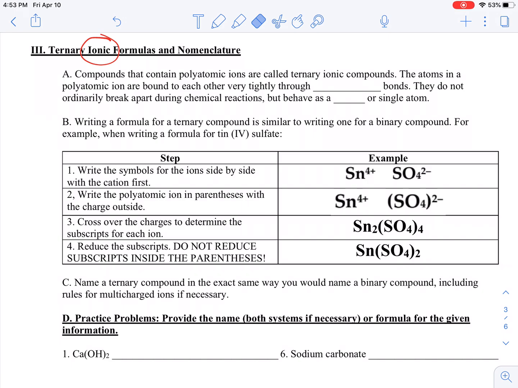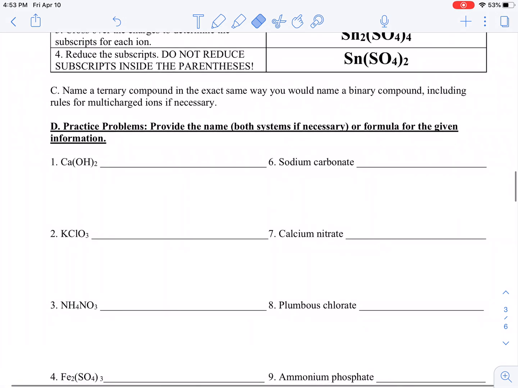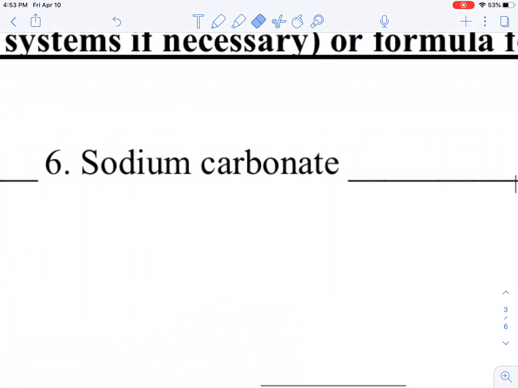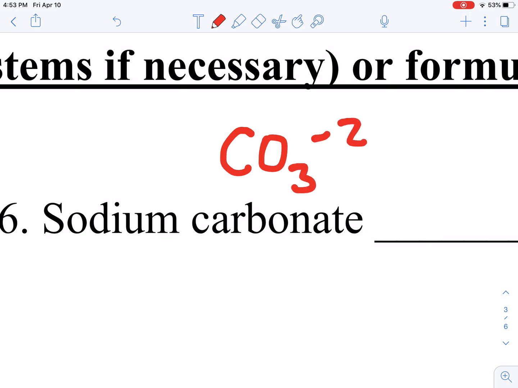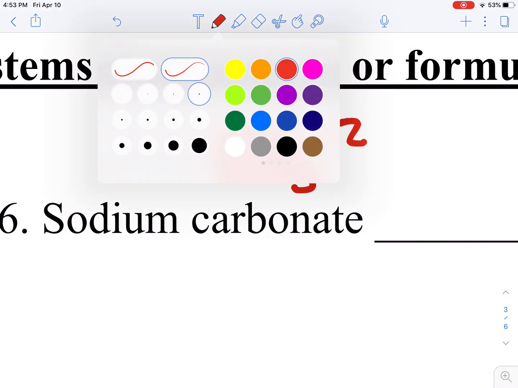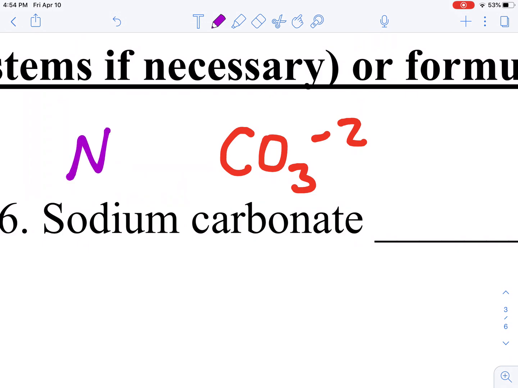So let's dive in, and let's dive in again on the right-hand side first. So we're going to try name to formula first. And just like always, we are going to write out the formulas first. So carbonate, if you look it up on your list, carbonate is CO3 with a -2 charge. And sodium is Na with a +1 charge.